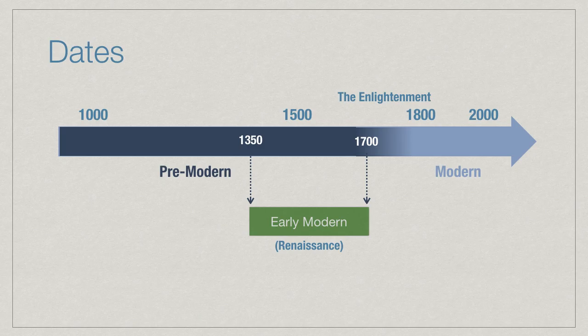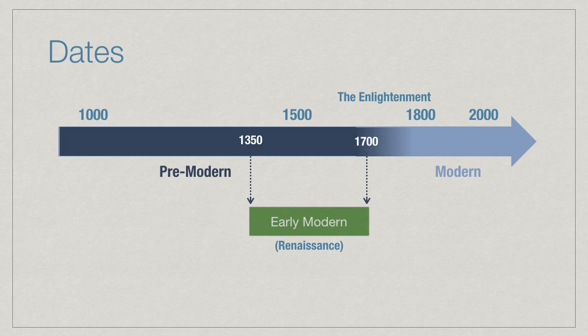Now, you'll notice that this class itself is focused on early modern texts, and the early modern period occupies the transitional point between the pre-modern and the modern. It's also called the Renaissance. It's an alternative term, a term that is not as frequently used, and we'll talk a little bit more about why it might be more appropriate to call it early modern rather than to use the term Renaissance. But it's roughly between 1350 and 1700.